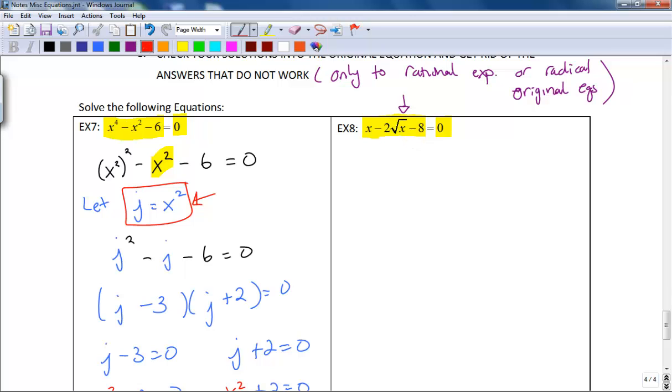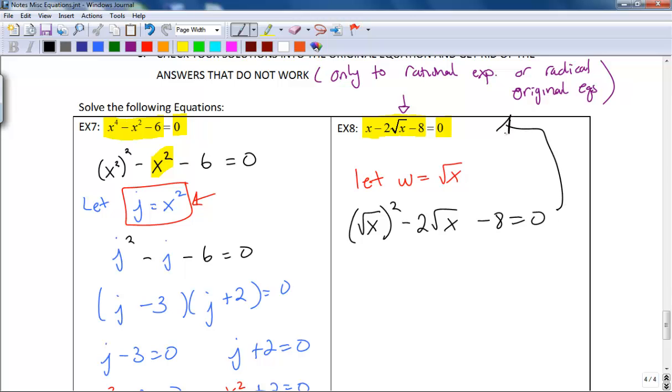So let's pick another letter, something else. What about w? So I'm going to let w equal the square root of x, because that's what's in the middle with variable and power. Well, do you also agree with me that I could rewrite this equation like this? Instead of writing it as x minus 2 square roots of x, I could really write it as the square root of x squared minus 2 square root of x minus 8 equals 0. Isn't that the same as the original? Yeah, it is, because the square root of x squared would just be x.